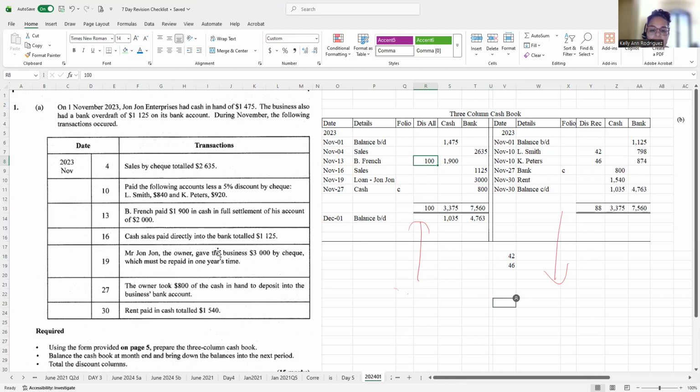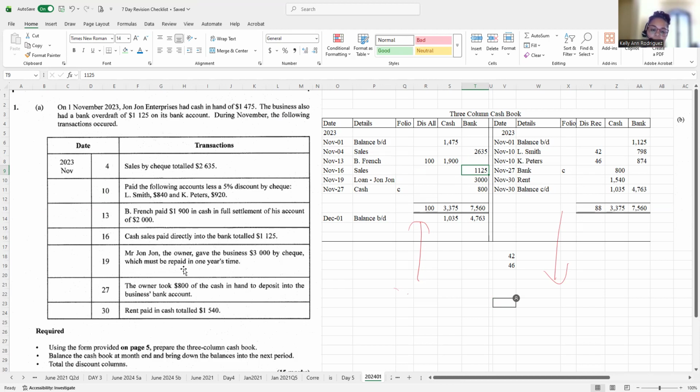Card sales paid directly into your bank account. So we're going directly into your bank. Okay, so you're going under bank, and you're receiving money, so it's increasing. So it's on the debit side. So under bank, 1,001. Mr. John, the owner, gave the business 3,000 by check.